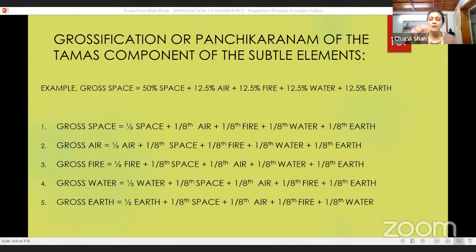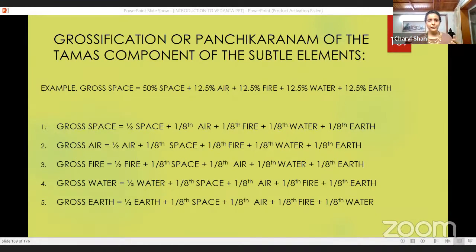This is how the five tangible gross elements are born. The physical earth, the Sthoola Prithvi, which we can touch, which we can feel. Then physical water, the tangible water, that is Sthulam. Then fire, then air, and Sthoola Akasha, the gross space, which we can utilize. They are born by this Panchikaranam of the tamas component of the five subtle elements.